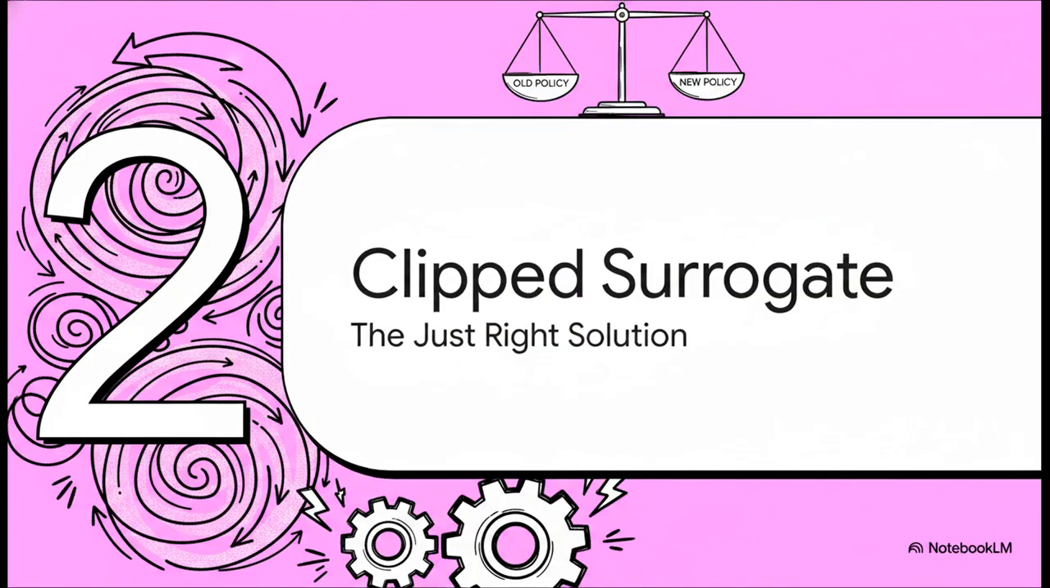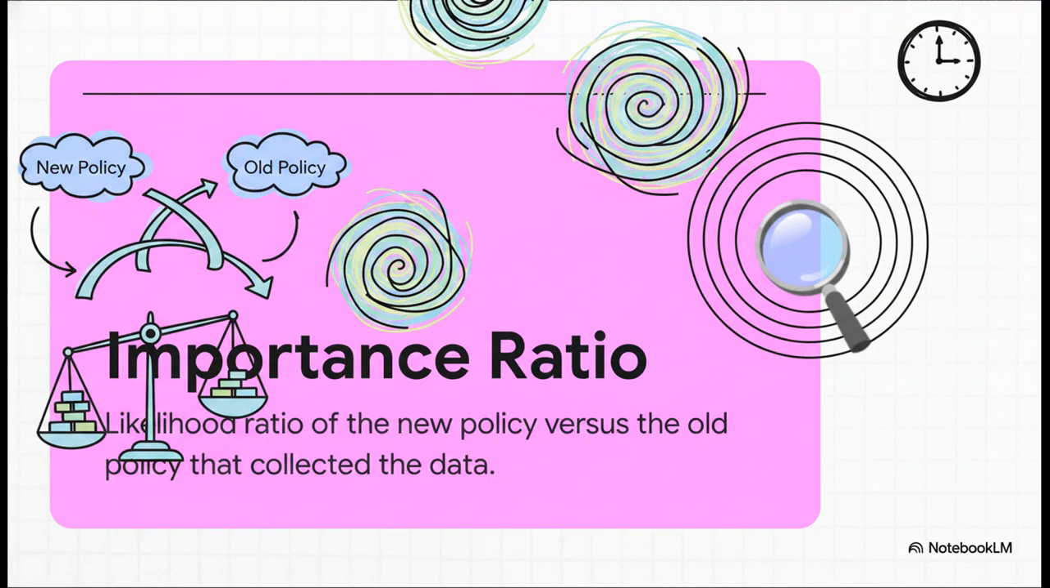Which brings us right to Section 2, the clipped surrogate solution. PPO's just right fix. So, to stop throwing away all that expensive compute power, PPO found a way to safely reuse data, and the bridge that makes this possible is called the importance ratio.